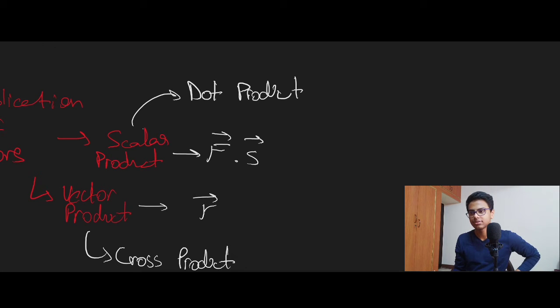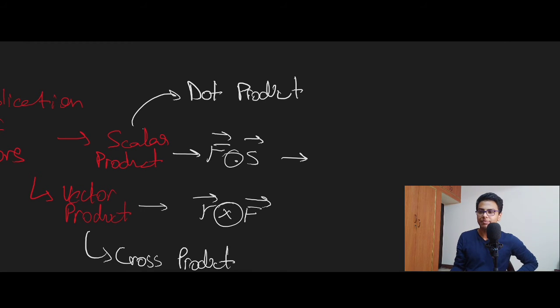as a cross. All right, we put a cross in between. Here we put a dot in between. What does F dot S give you? Maybe a few people might already know. This gives you work. All right. And what does R cross F give you? Maybe a few people might know. This gives you torque. All right.